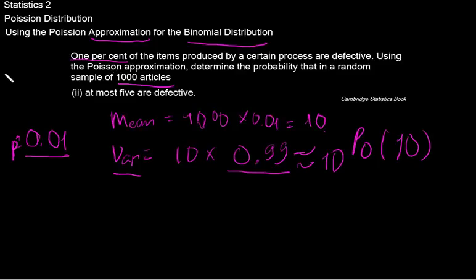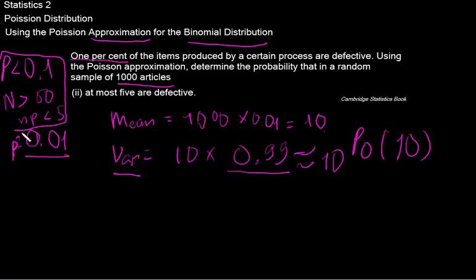You see, if the p is smaller than 0.1, the n is large, so the number of items is large, which is usually bigger than 50, and if np is smaller than 5, usually these three are what you can write in your exam paper to show that a Poisson approximation is a good thing to use. Right, so in this case we are having a Poisson distribution of 10.